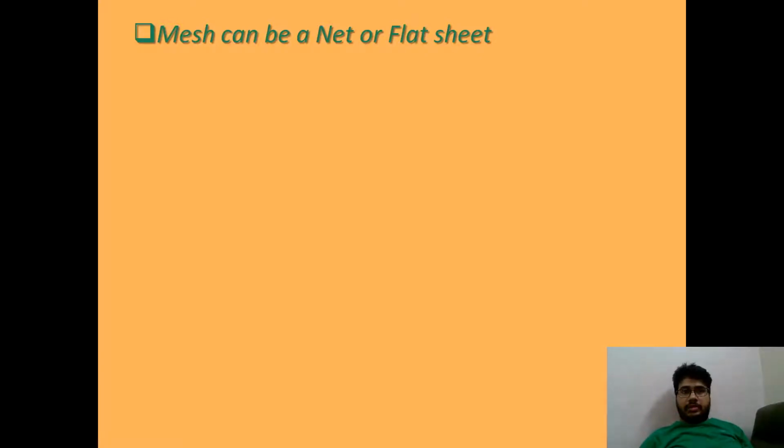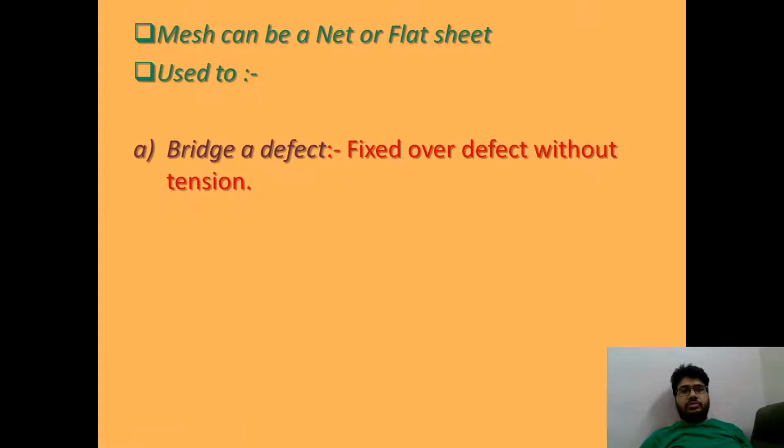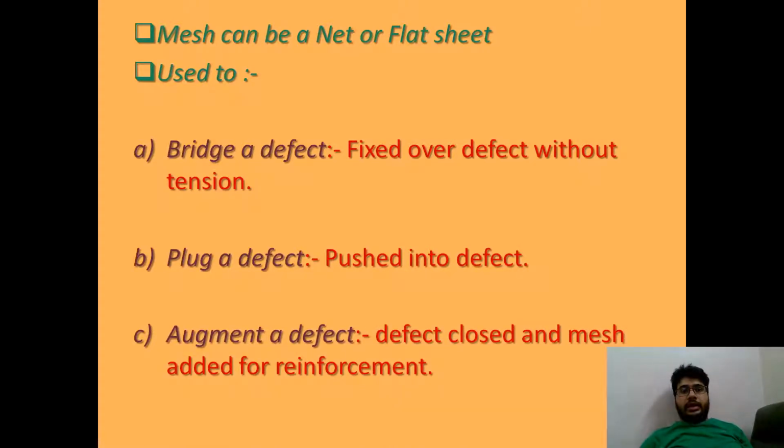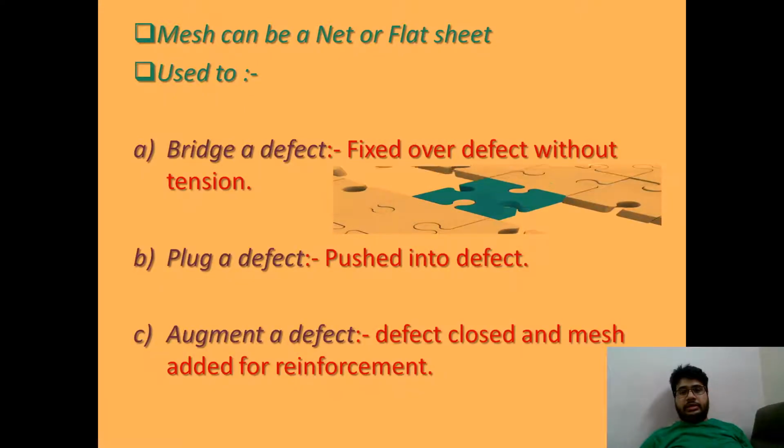Now, meshes can be classified into net or flat sheets, which we will study. Meshes are used to bridge a defect, that is, fixed over the defect without tension. They can be used to plug a defect, that is, pushed into the defect, and they can also be used to augment a defect, that is, the defect is closed and mesh is added for reinforcement. These are the examples which I have.